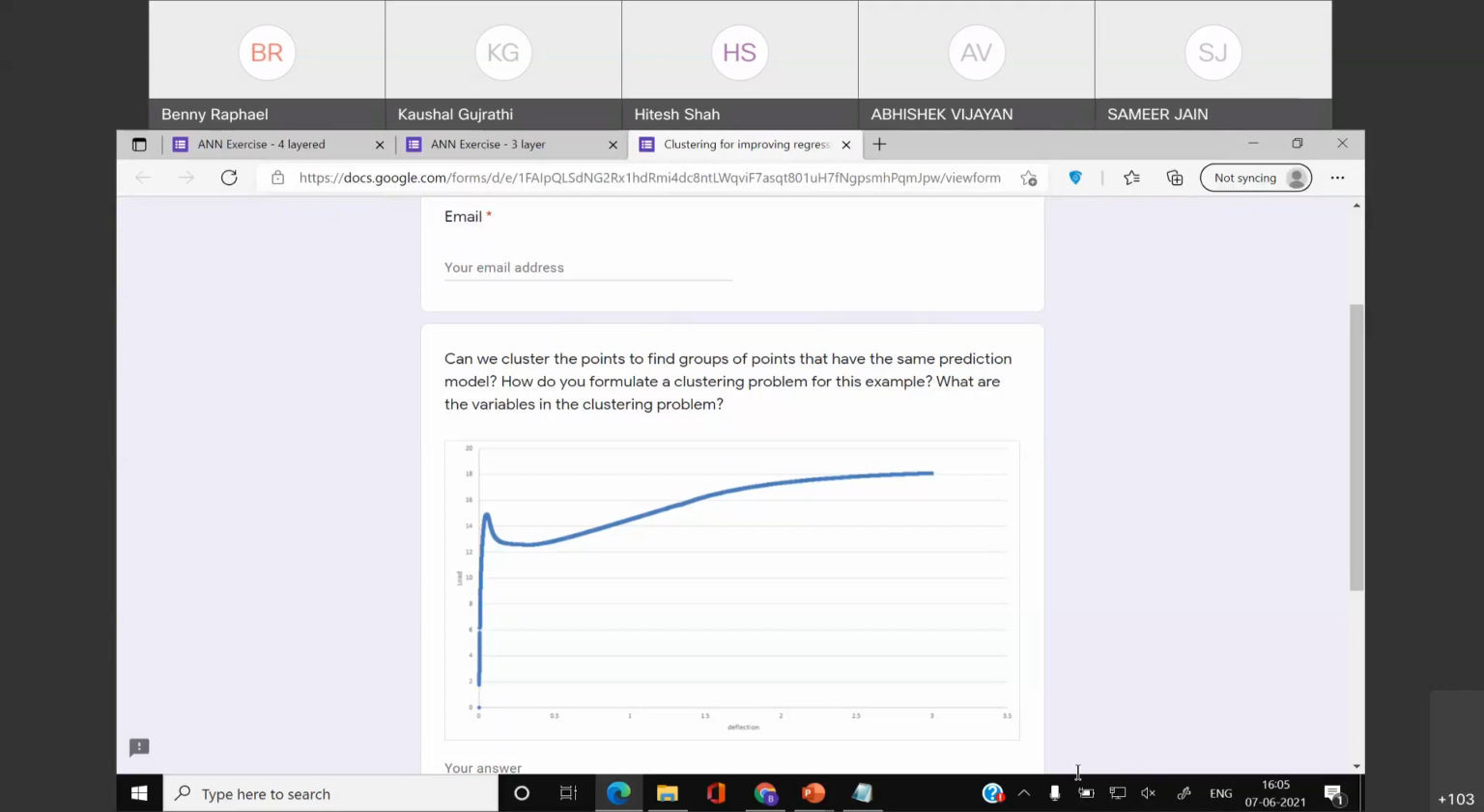So we want to minimize the intra-class distance, and the clusters should be as far apart as possible. So you want to maximize the distance between clusters and minimize the distance within a cluster.